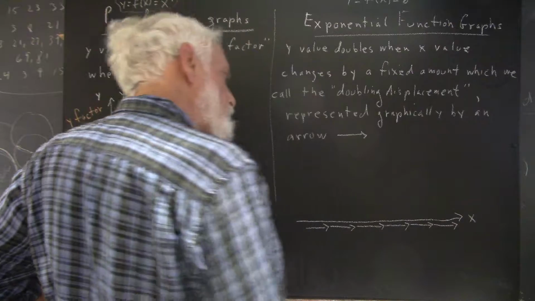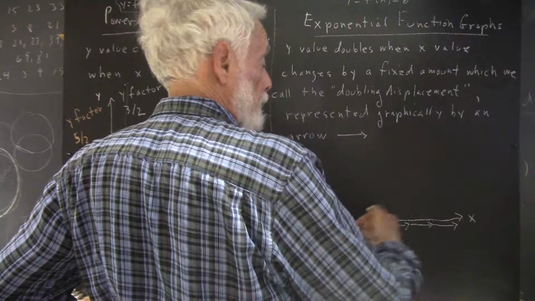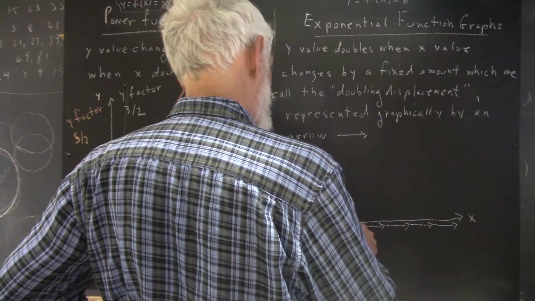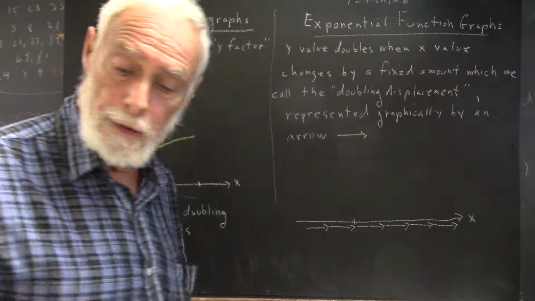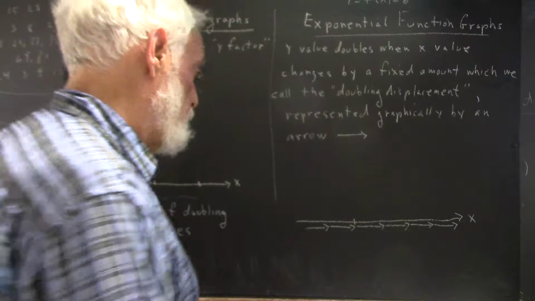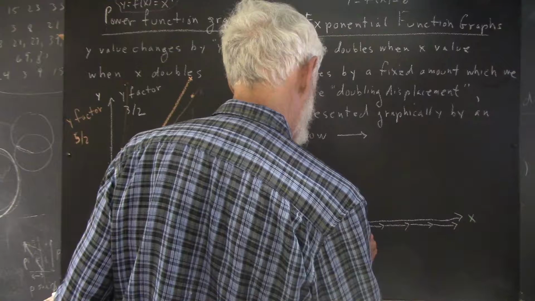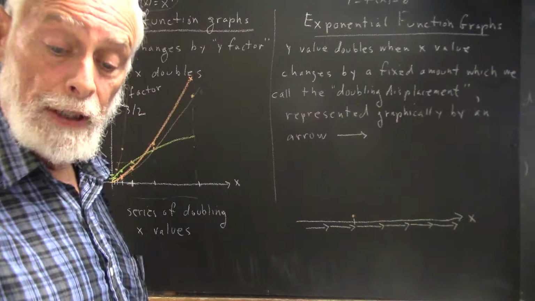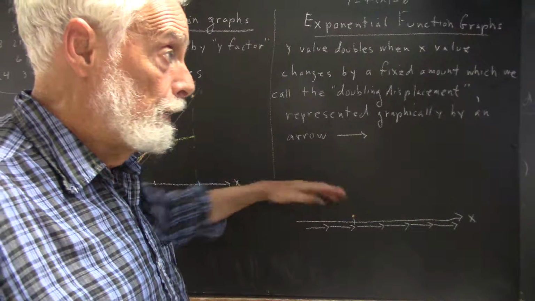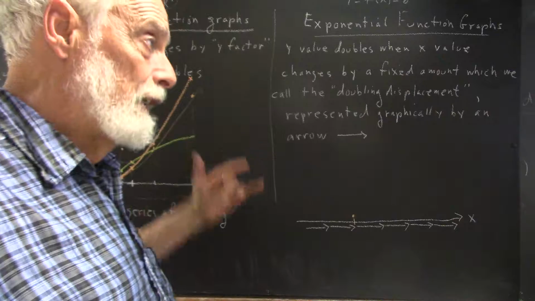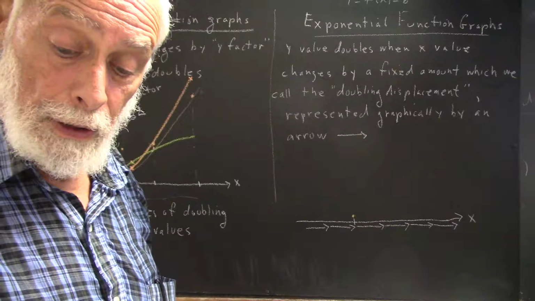Then I'm going to pick an x value that corresponds to the end of one of these arrows, the beginning of the next. So here's my x value, and then I'm going to choose some point directly above that point on the x-axis, and that will be the y value of this point. That point, given this doubling displacement, determines everything else, because what happens? I've got to double y.